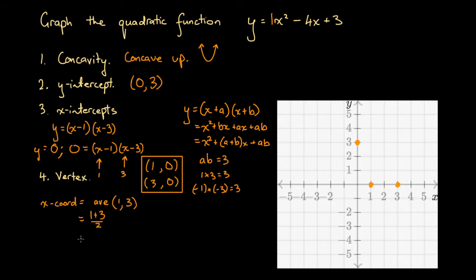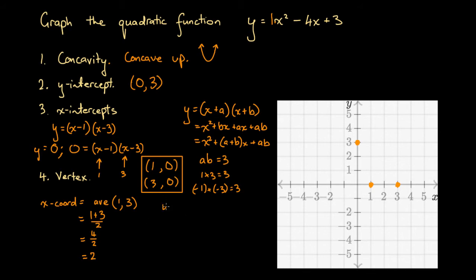So 1 plus 3 is 4. So simplifying this yields 4 over 2. 4 divided by 2 equals 2. So the x-coordinate of the vertex is going to be 2. In order to find the y-coordinate of the vertex, all we need to do is substitute this x-coordinate into our original function and then solve for y to figure out what the y-coordinate is.